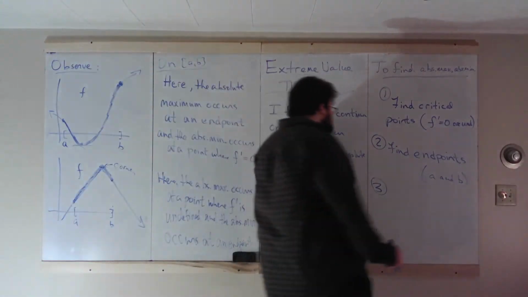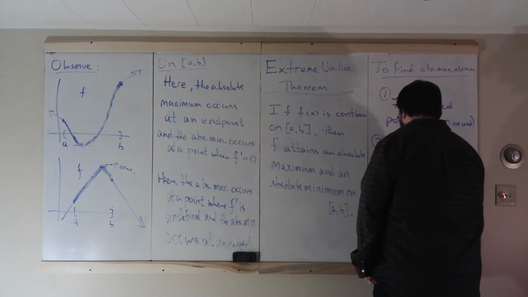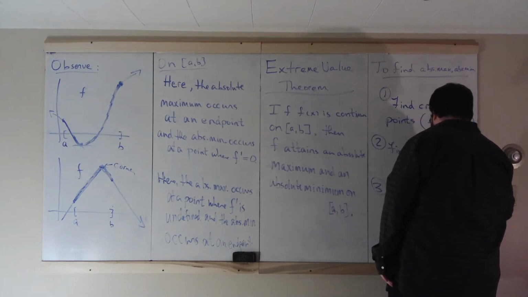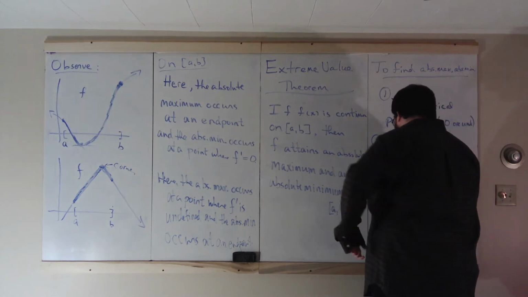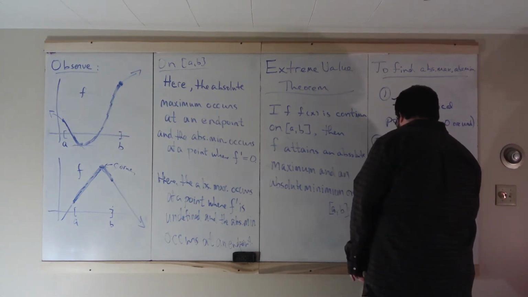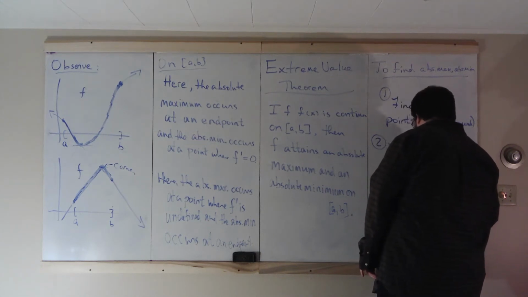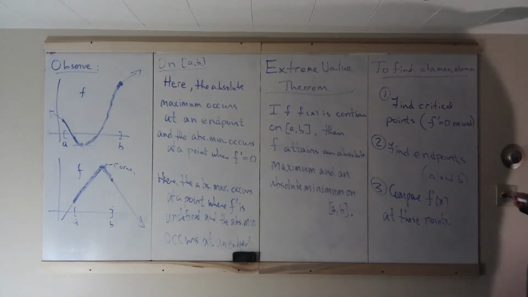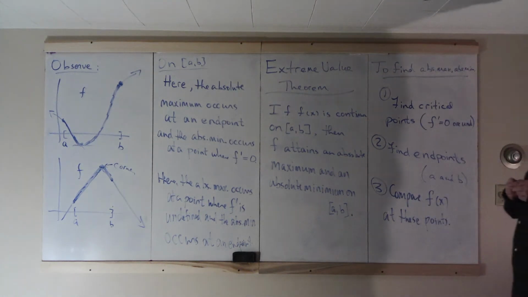So all we have to do is compare the original function evaluated at all points found in 1 and 2. That's a lot of words. So I'll say at these points from 1 and 2. So let's do 3 examples.